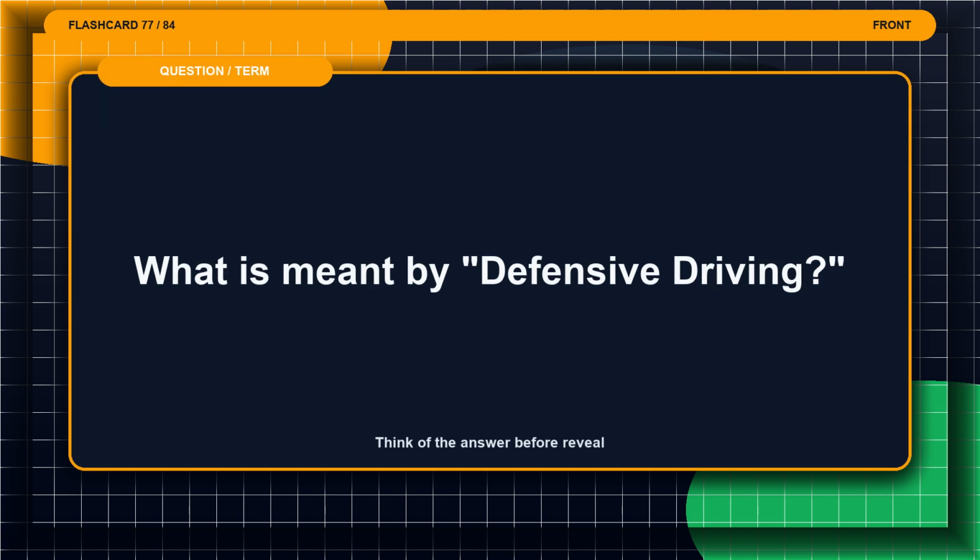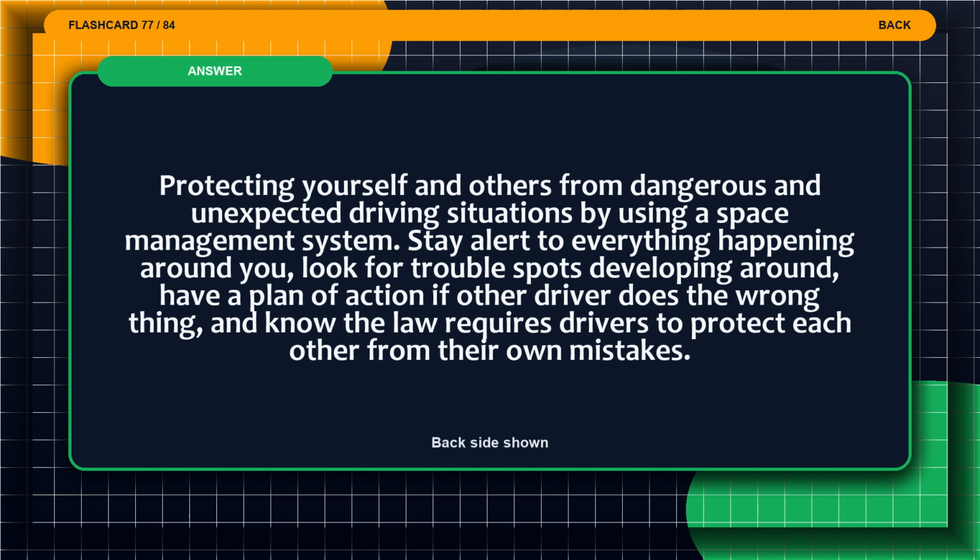Flashcard 77. What is meant by defensive driving? Think of the answer before the reveal. The answer is protecting yourself and others from dangerous and unexpected driving situations by using a space management system. Stay alert to everything happening around you. Look for trouble spots developing around. Have a plan of action if other driver does the wrong thing. And know the law requires drivers to protect each other from their own mistakes.